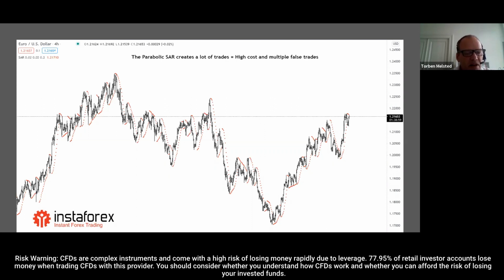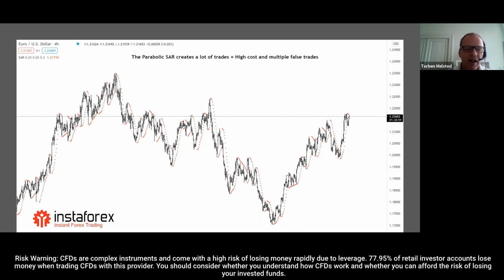And you can change the settings of this to try to find something that works better for you. But as it's set up in the system as a default, it is not a system I can recommend. It would not work in any case. And I don't think this is an indicator that is of much use.